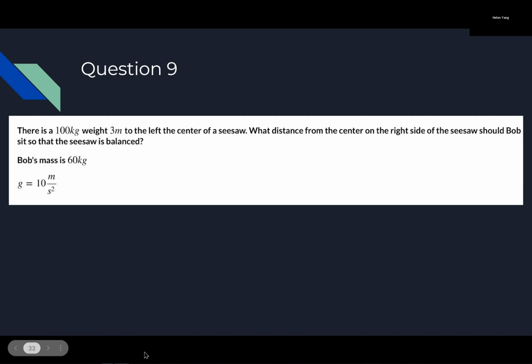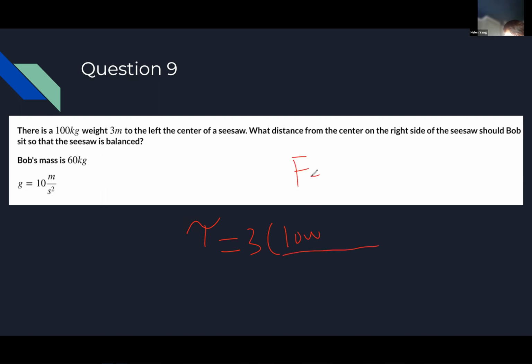Yes. So for this question, it says there's a 100 kg weight 3 meters to the left of the center of the seesaw. What distance from the center on the right of the seesaw should Bob sit to support the balance? So the torque is equal to 3 times the force. The force is equal to mg. So 100 times 10.